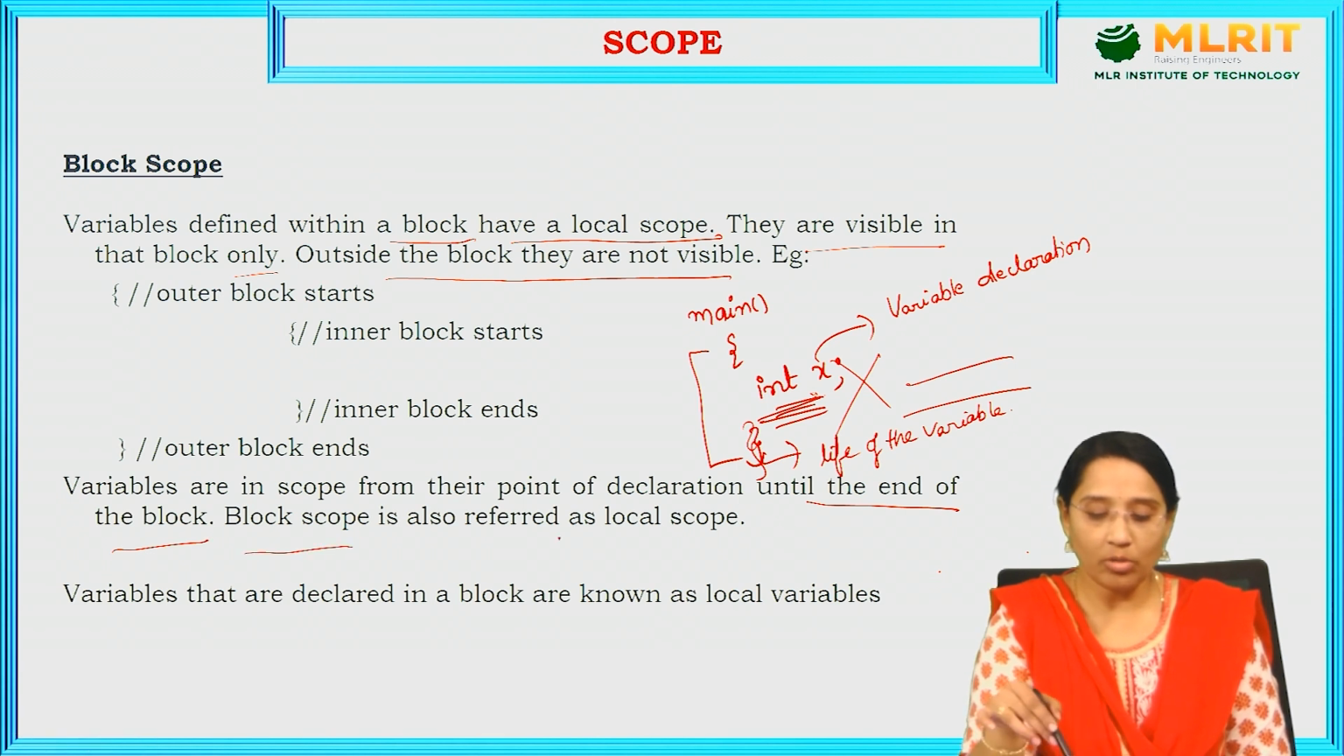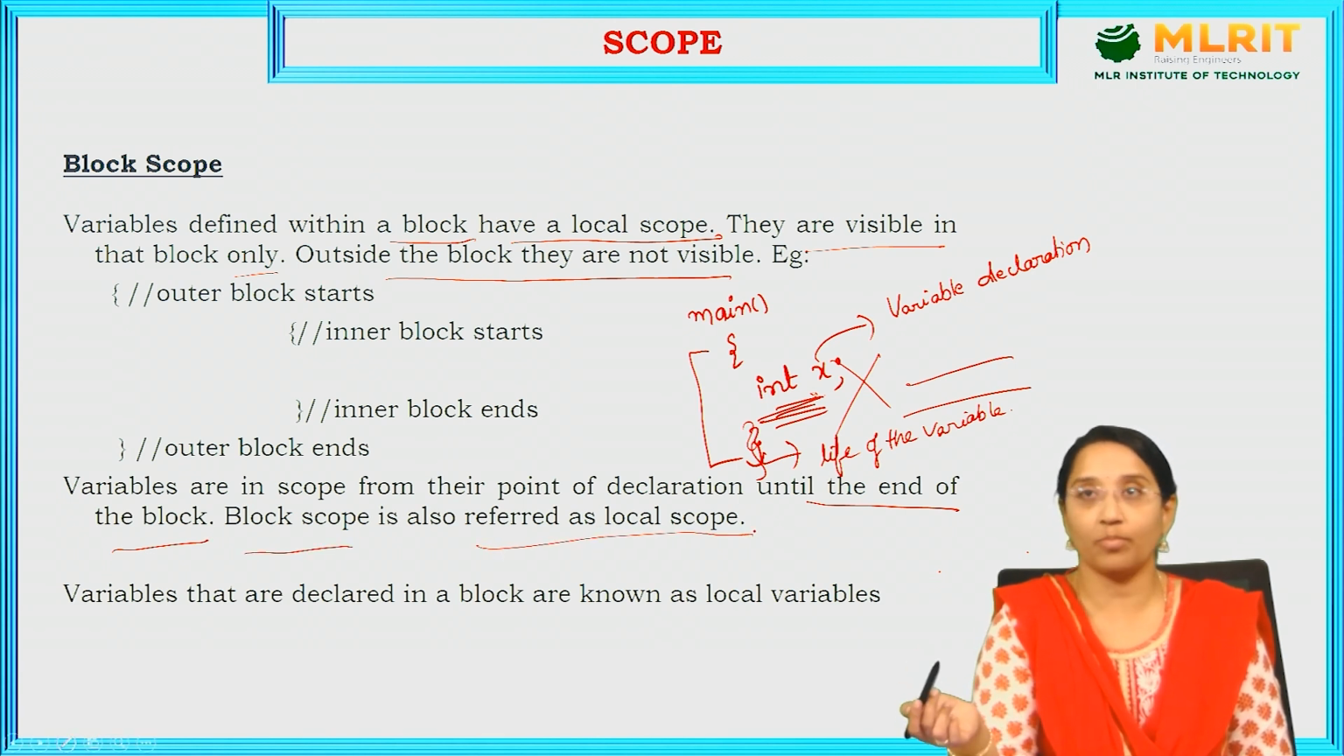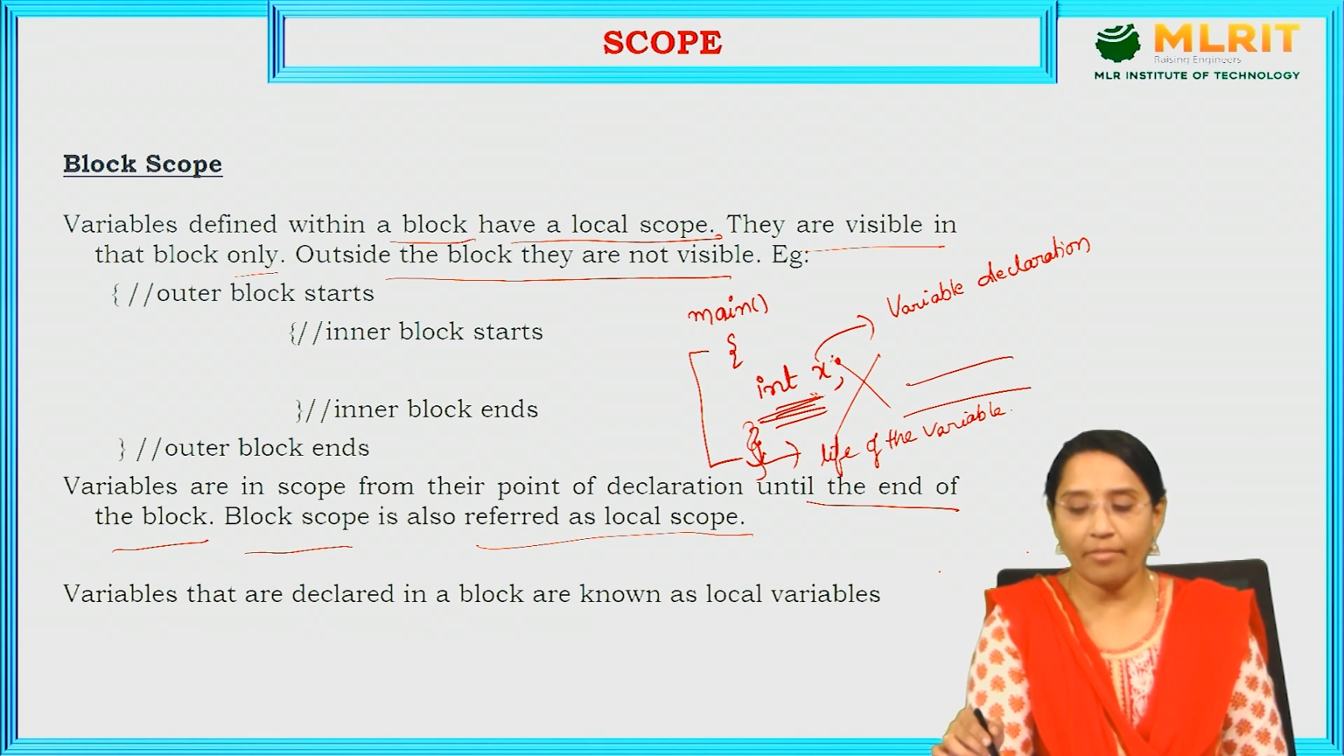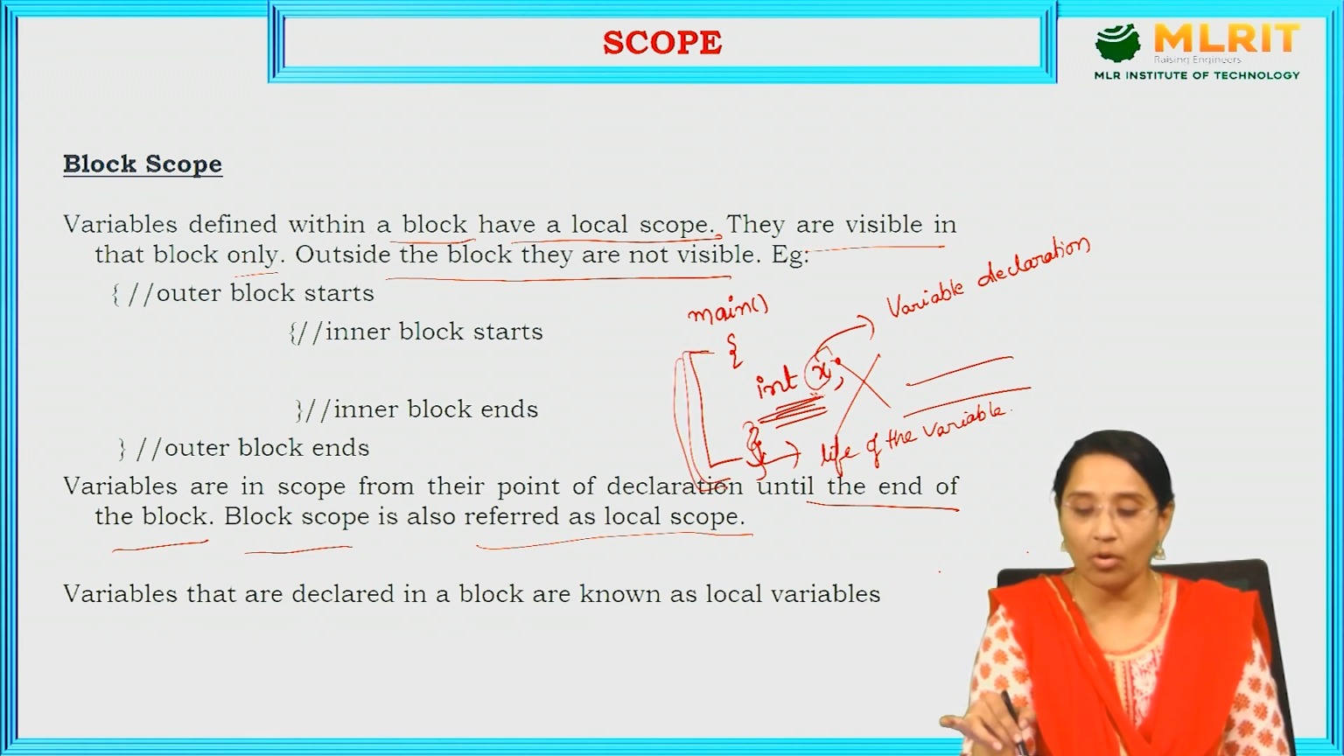Block scope is also referred to as local scope. So, what is local scope? Here inside the main function I have declared a variable. So, this variable is local to this block. This is called the block scope. The variable is local to this block.